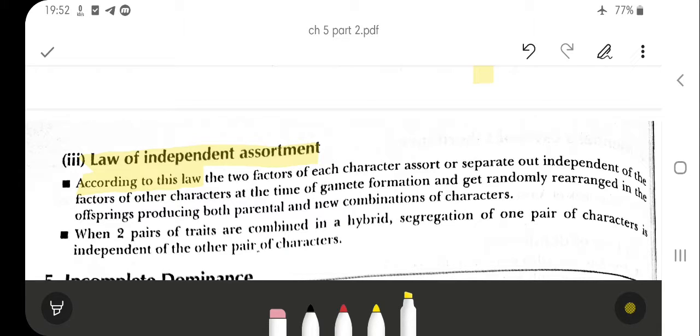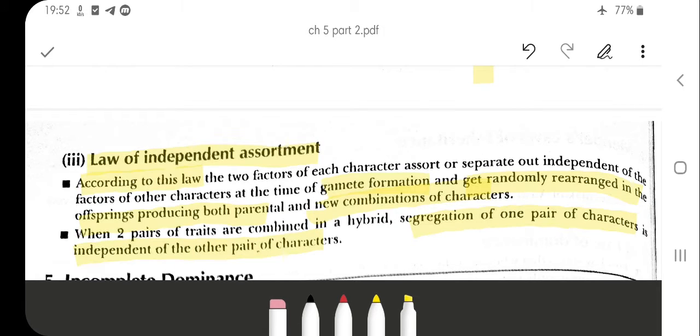Yellow and wrinkled, they will separate. Green and wrinkled, they are going to separate at the time of gamete formation and get randomly rearranged or fused or fertilized in the offspring, producing both parental types, that is round yellow and wrinkled green, and new combinations, that is round green and wrinkled yellow. So when two hybrids of traits are combined in a hybrid, segregation of one pair of the characters is independent of the other pair of the characters.